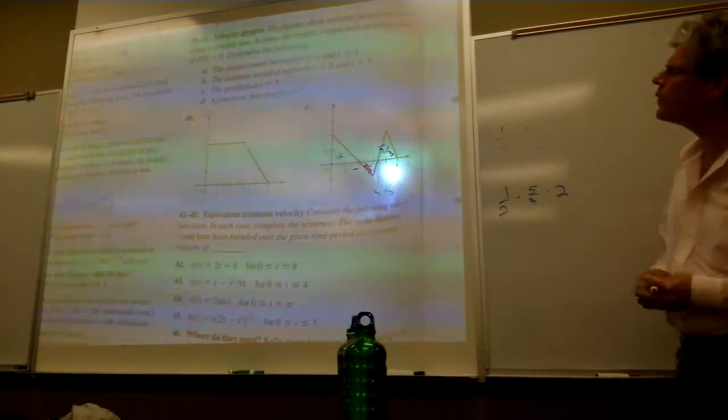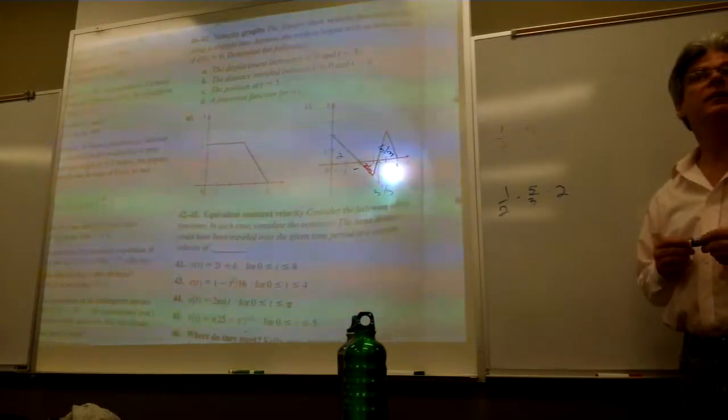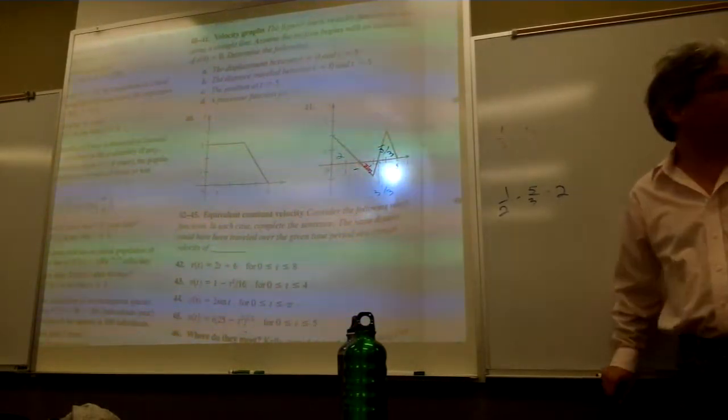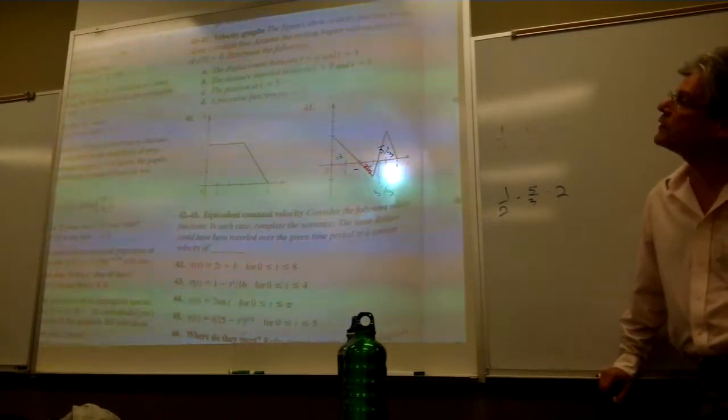Shoot, I just lost track of what the question was. What was it? It was displacement. Find the displacement from t equal to 0 to t equal to 5.